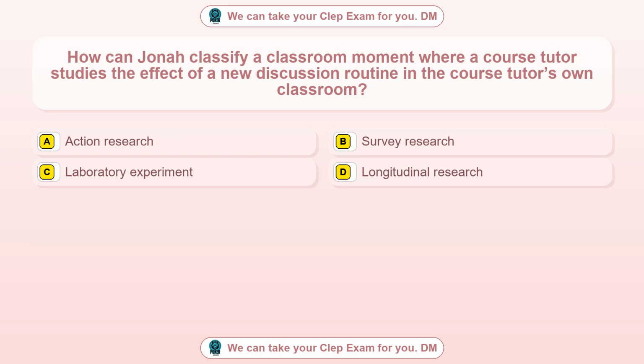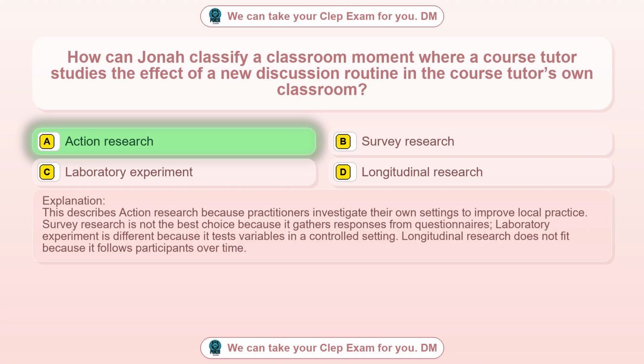Question 99. How can Jonah classify a classroom moment where a course tutor studies the effect of a new discussion routine in the course tutor's own classroom? Option A, action research. Option B, survey research. Option C, laboratory experiment. Option D, longitudinal research. The correct answer is option A, action research.